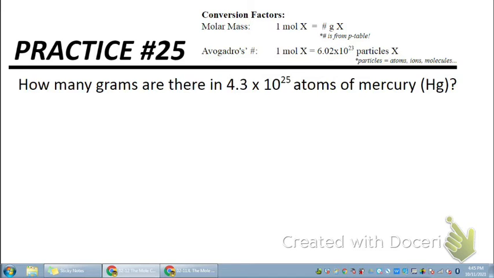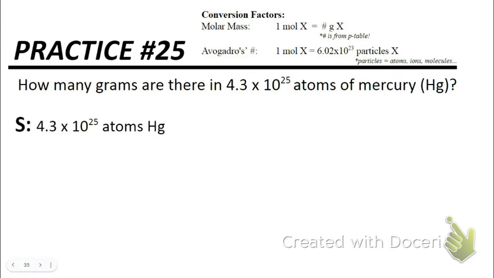This question is asking us, how many grams are there in 4.3 times 10 to the 25th atoms of mercury? So let's do the SUX method. We are starting with 4.3 times 10 to the 25th atoms, and they are looking for how many grams.